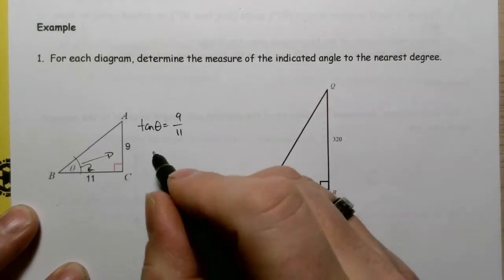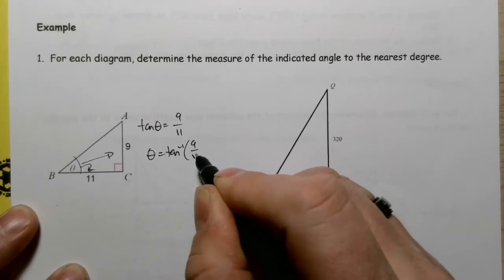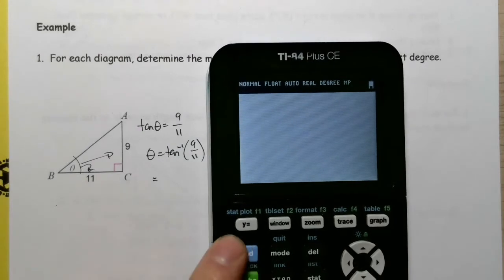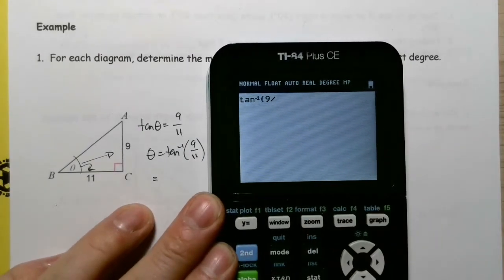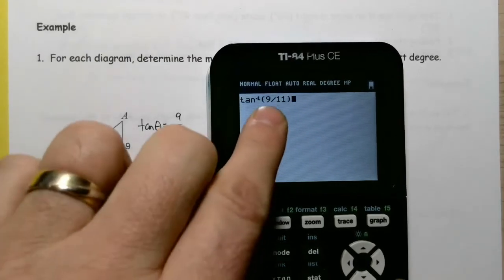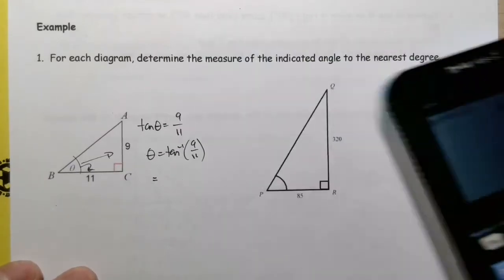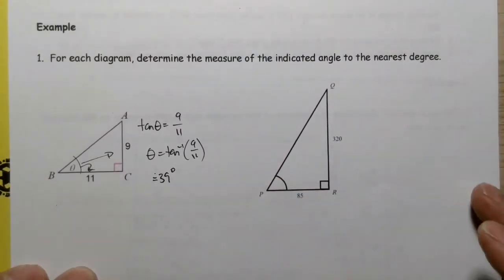So I have the ratio, and to get that angle, I will enter the inverse tangent of 9 divided by 11. So we go to the calculator, second tangent, to access that inverse tangent function. 9 divided by 11, and this is going to take that ratio of sides and convert it into an angle. To the nearest degree, that was 39 degrees.